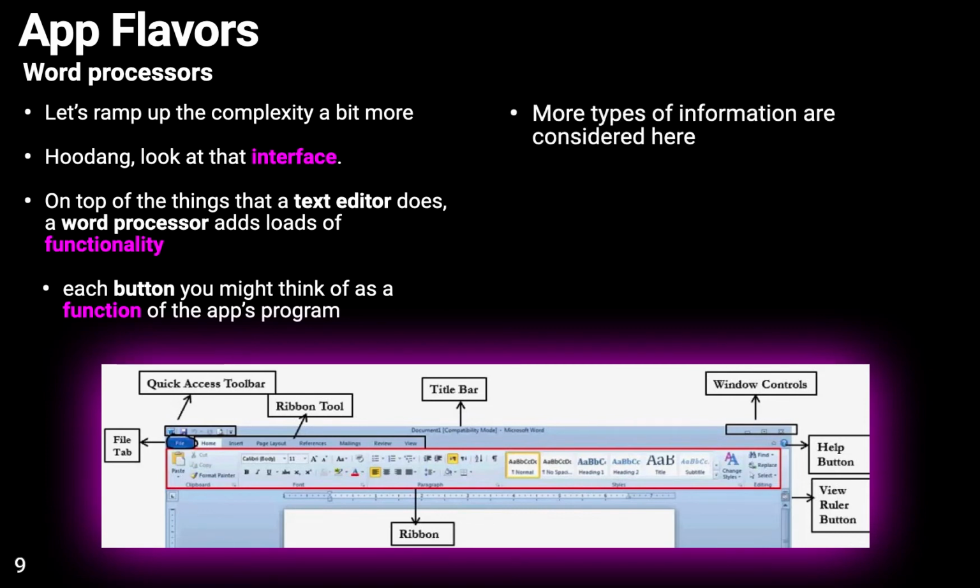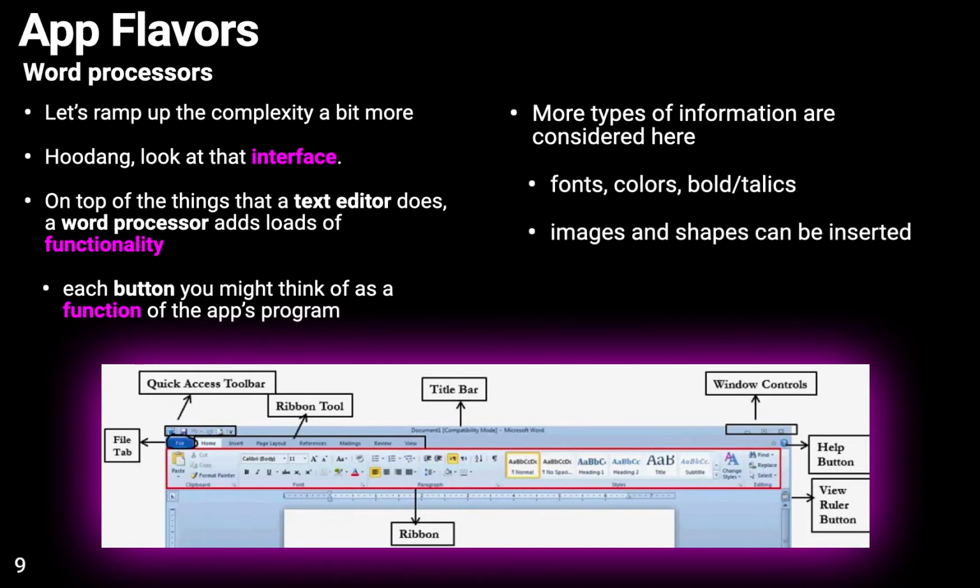So there are more types of information considered here, right? I can apply fonts and colors in bold and italics. I can add images and shapes. I can change the alignment of all of the text, all the images on the page, right? All kinds of other things too, right?